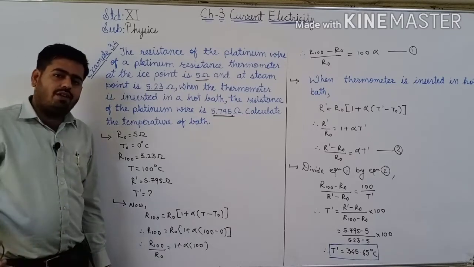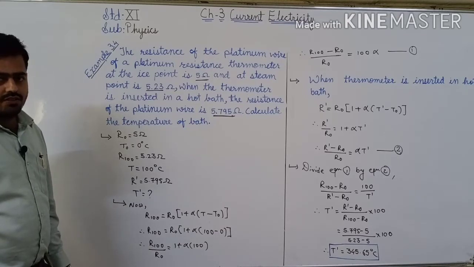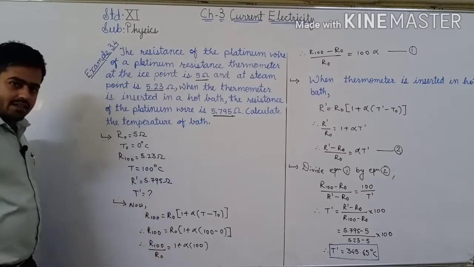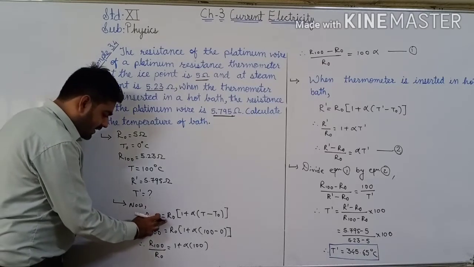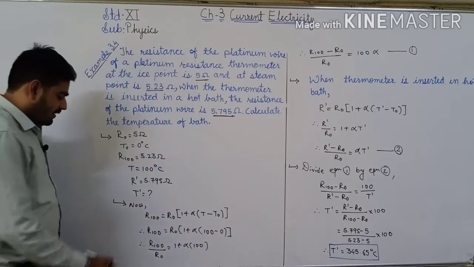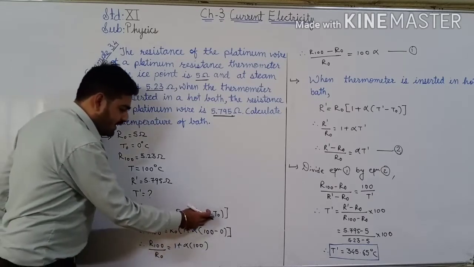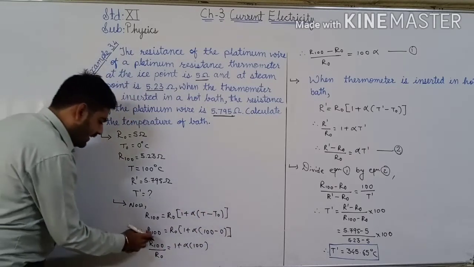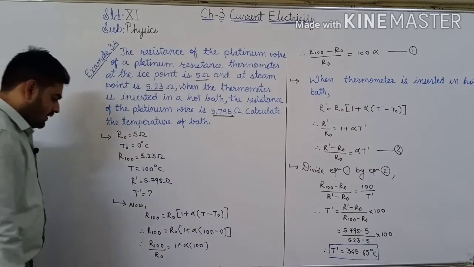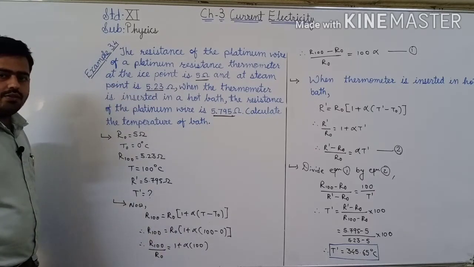So simply we have to apply the relation R is equal to R naught into 1 plus alpha into T minus T naught. We will use this relation. Let us first apply it for T and T naught. So R100 is equal to R naught into 1 plus alpha into T minus T naught. So the final temperature is 100 degree Celsius, the reference temperature is 0 degree Celsius. So R100 is equal to R naught into 1 plus alpha into 100 minus 0. So this can be written as R100 upon R naught is equal to 1 plus alpha into 100.